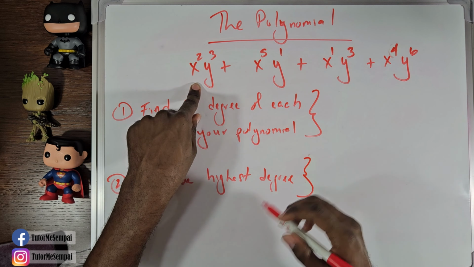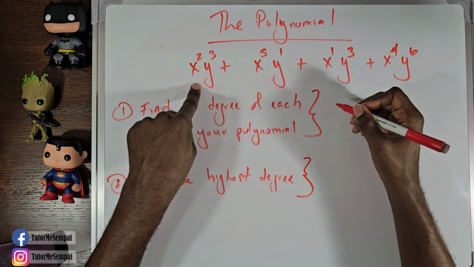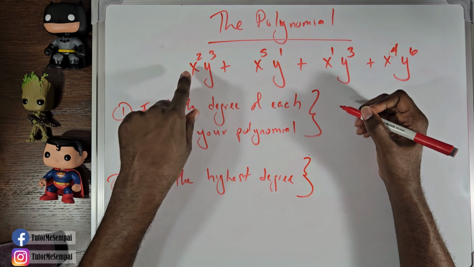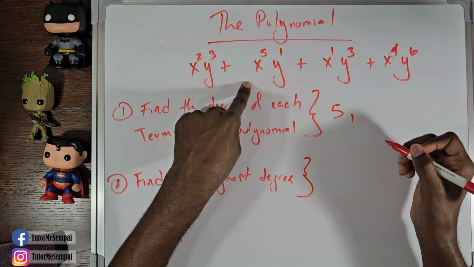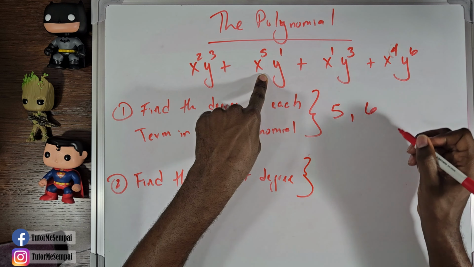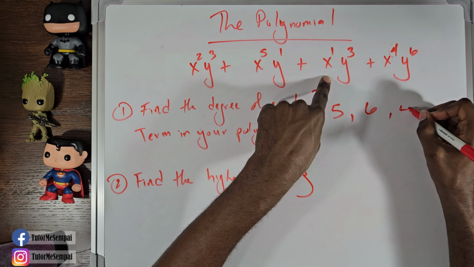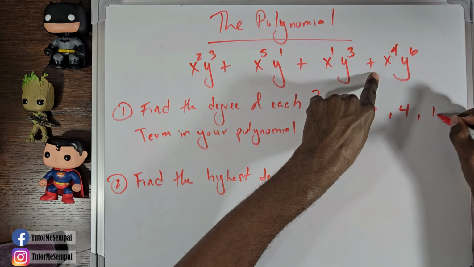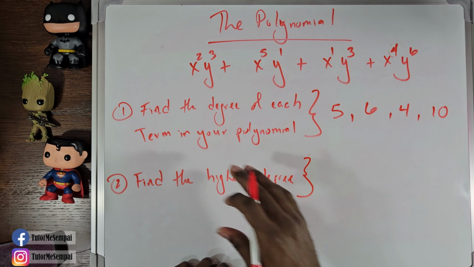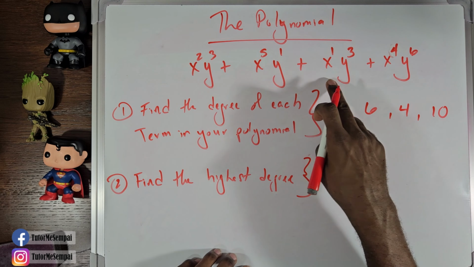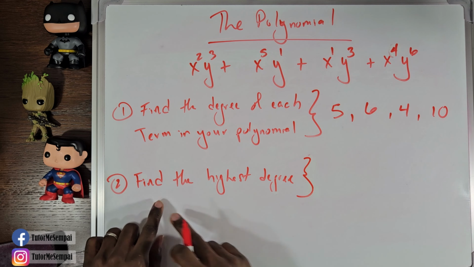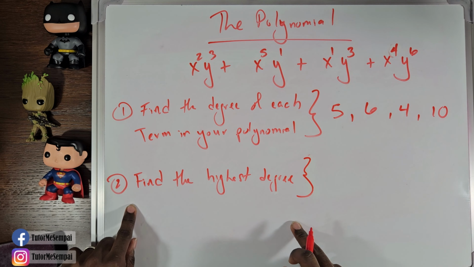Well, what's going to be the degree of this term? Well, we sum up all of our exponents. So this is going to be 5. Sum up all of your exponents for this one. 6, 4, 10. So we found the degree of each term. 5, 6, 4, 10. Now, find your highest degree.